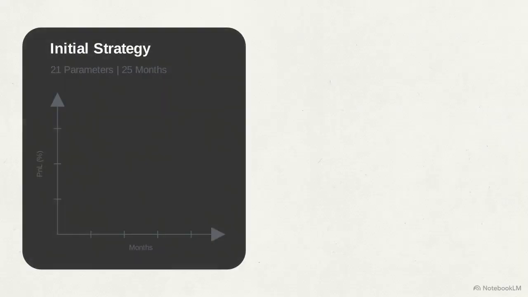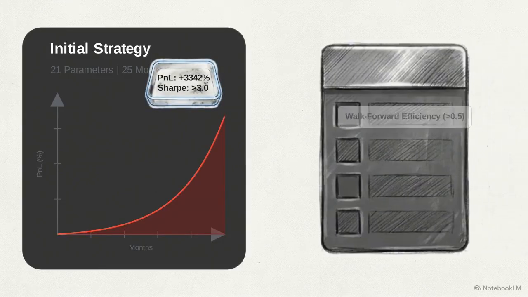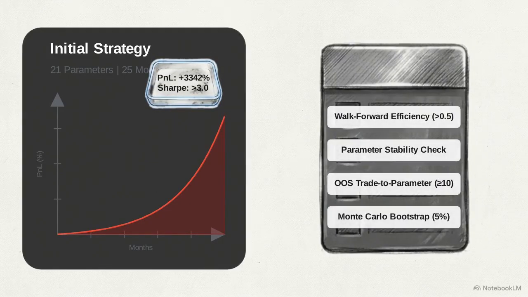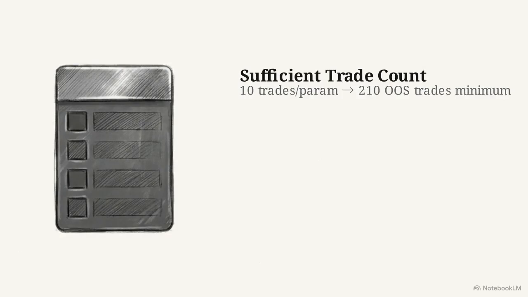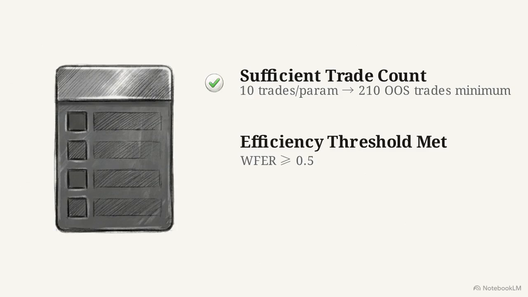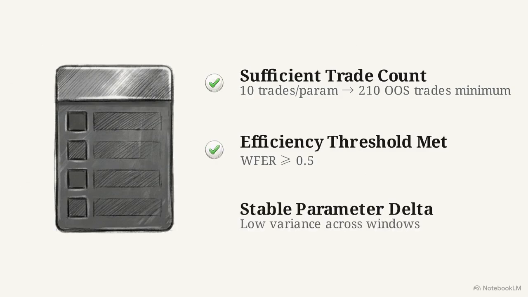We can now return to that initial 21-parameter strategy. To see if it's truly viable, we run it through a final production audit. The first requirement is the trade-to-parameter ratio. Statistical confidence requires at least 10 out-of-sample trades per parameter. For our 21-parameter model, the pipeline must produce at least 210 out-of-sample trades. We verify the efficiency ratio stays above 0.5 and that optimal parameters remain stable, not jumping violently between reoptimizations.